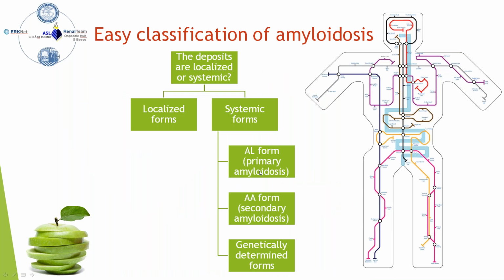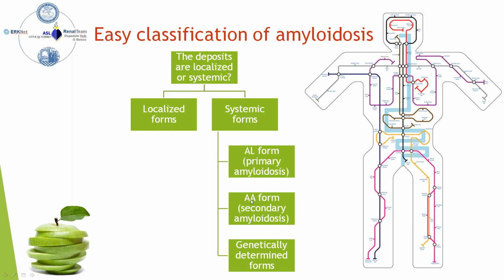This diagram illustrates in an easy way how to classify all the forms of amyloidosis. First of all, we must distinguish localized form from systemic forms. Then we must characterize the type of protein involved. AL amyloidosis is also called primary amyloidosis.